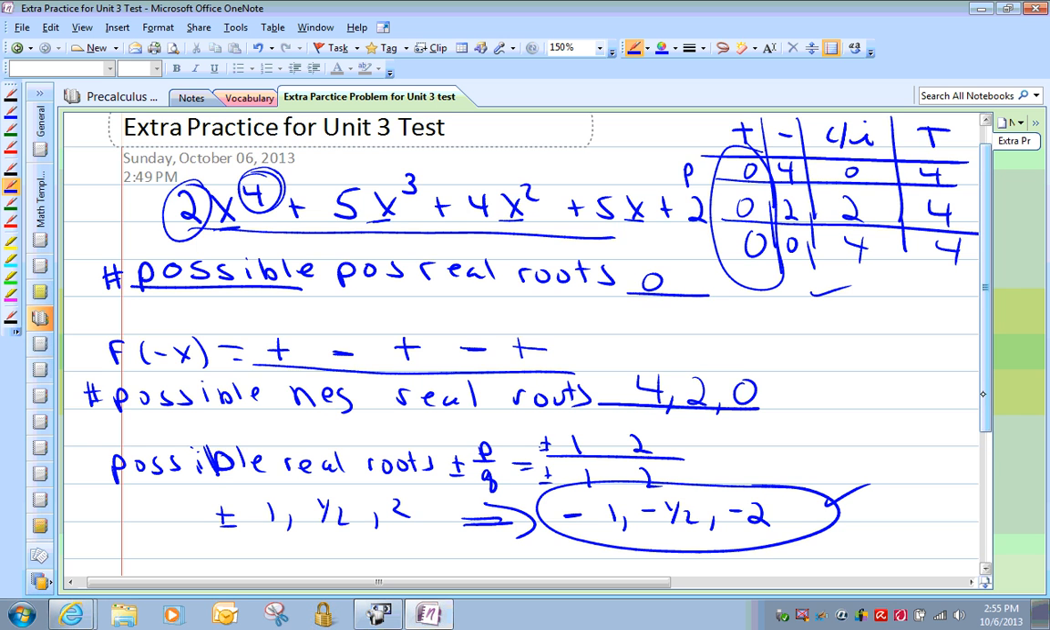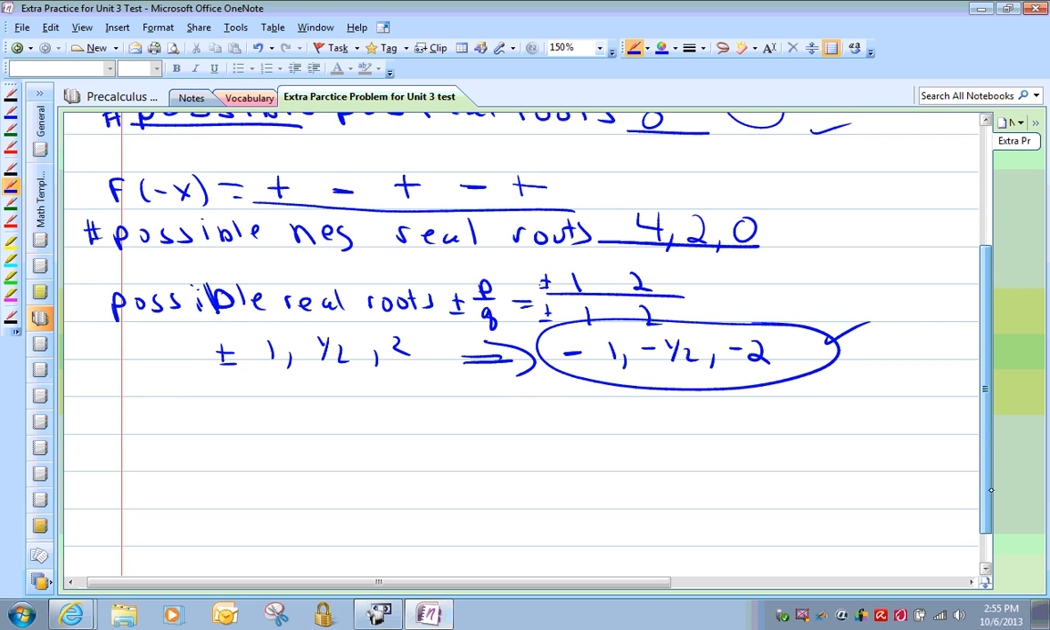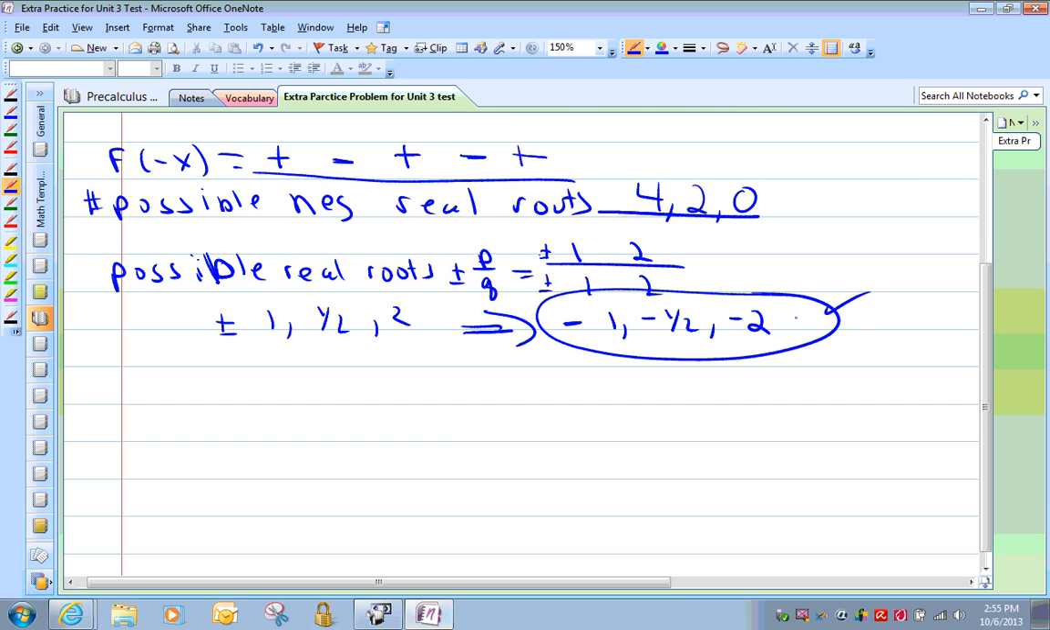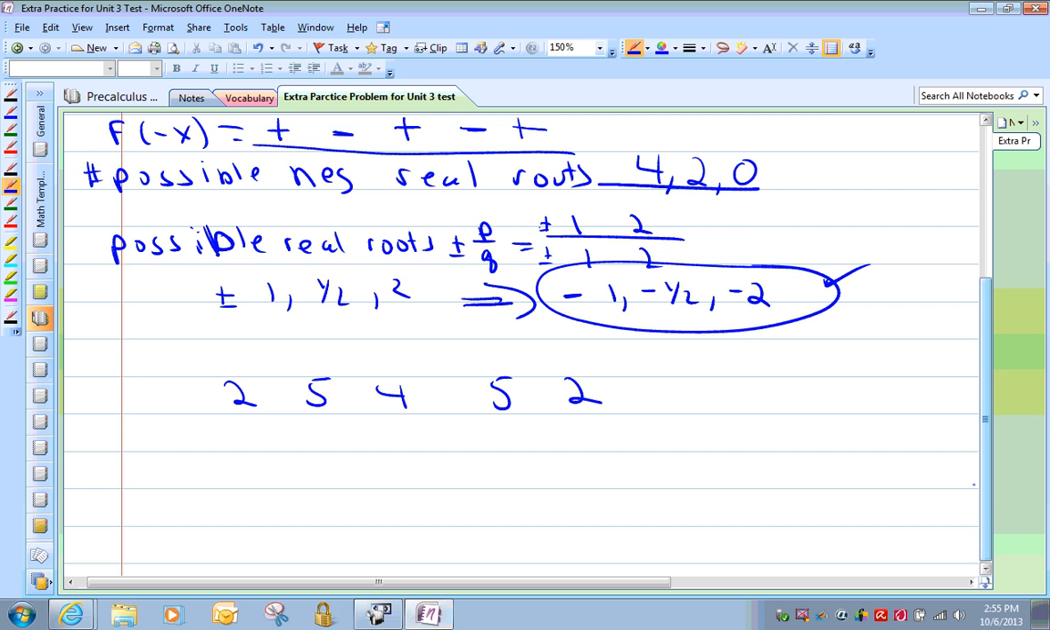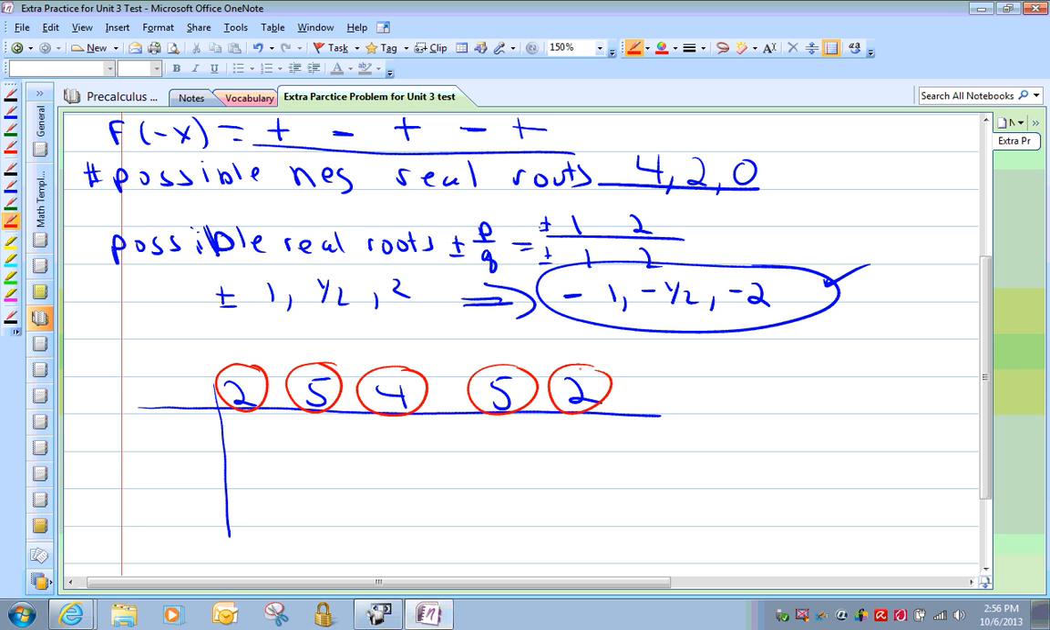So let's use synthetic division first. And we're only going to synthetically divide off of our list. So we're going to do 2, 5, 4, 5, 2. There are several little formats to set this up. I'm just going to set this up in a chart like this. I know I'm going to be using these values until I find a 0. So I'm just going to start with -1.